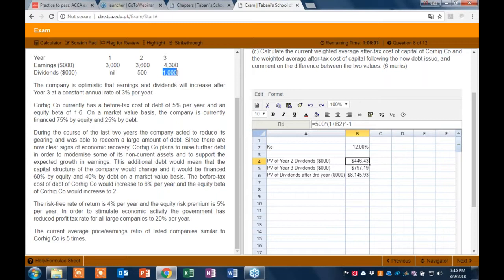Then we have dividends of $1,000 in year 3. So we calculated the present value of the third year's dividend. From year 4 onwards, the dividends will grow at 3% per annum, and it will be paid in perpetuity. So we have to use the dividend growth model first. But remember, the dividend growth model assumes that the first dividend will be paid in 1 year's time, whereas here the first dividend will be paid in 4 years' time.